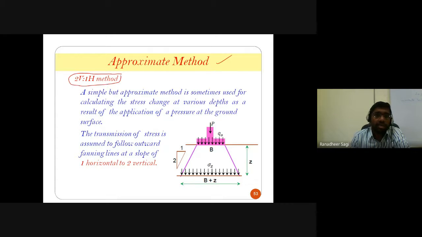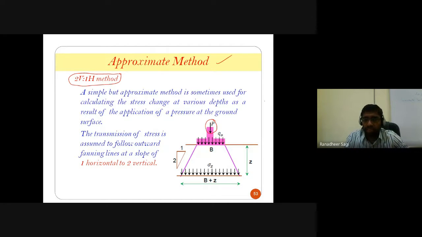One of the popular approximate methods, which we will most commonly see, is the 2:1 method, 2 vertical to 1 horizontal. What does this mean? Let's say the load coming from your column is P. Where is that load getting transferred? It is getting transferred onto your foundation.